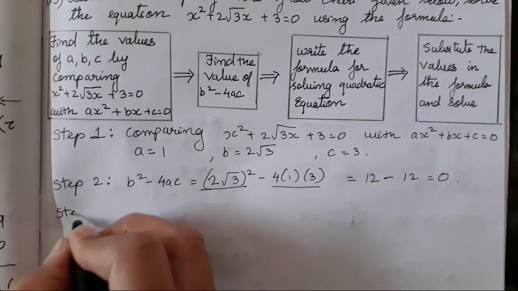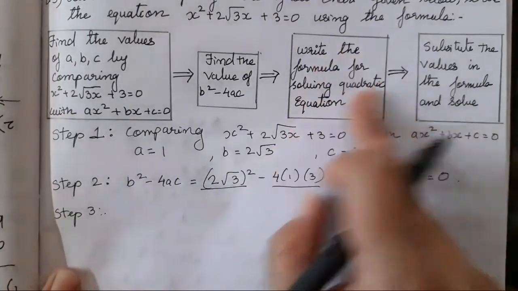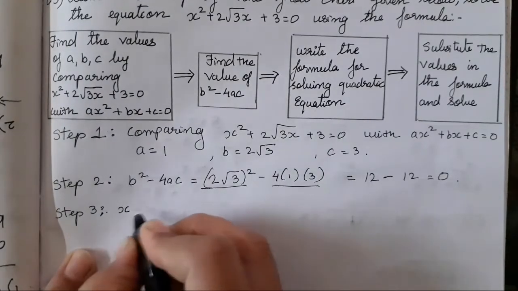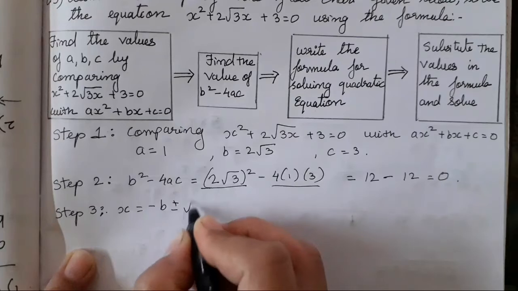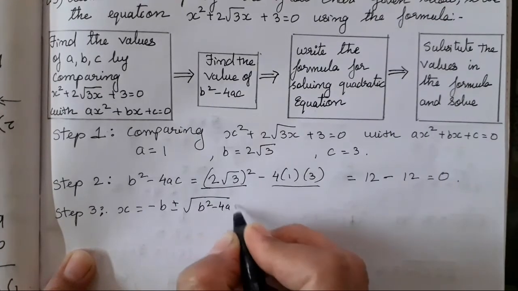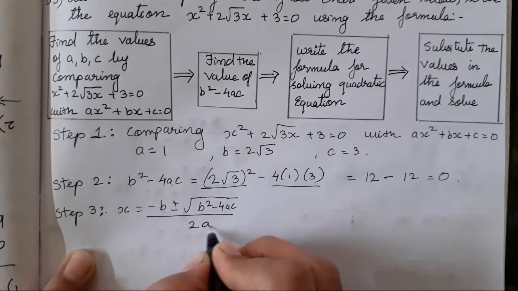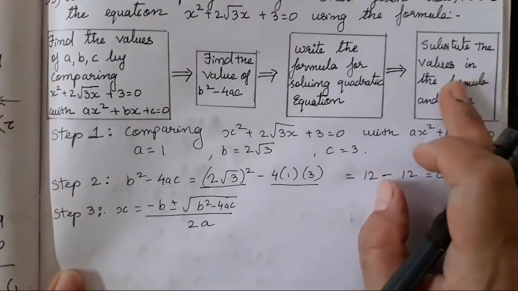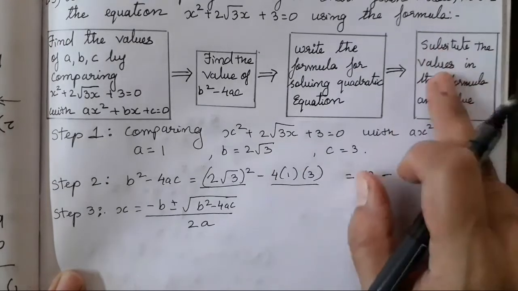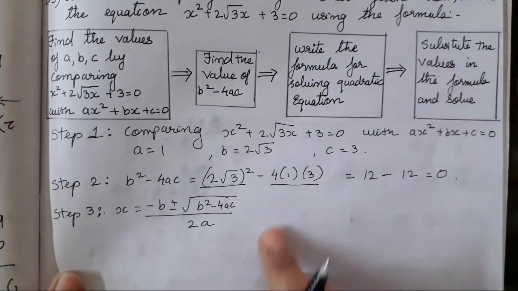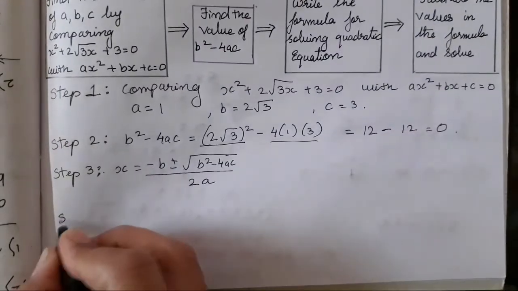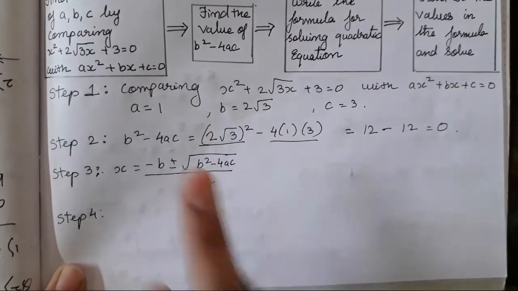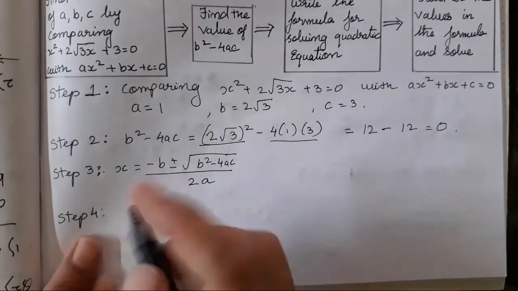Now step 3, which is supposed to be write the formula for solving the quadratic equation. So the main formula, which was x is equal to minus b plus and minus root of b square minus 4ac upon 2a. So this is our formula. We will substitute its values in the 4th step because they have shown it in the 4th step. Substitute the values in the formula and then solve it. So it will come in step 4. So in the 3rd step only you all have to write the formula, not solve it. Solving you all have to do in the 4th step.